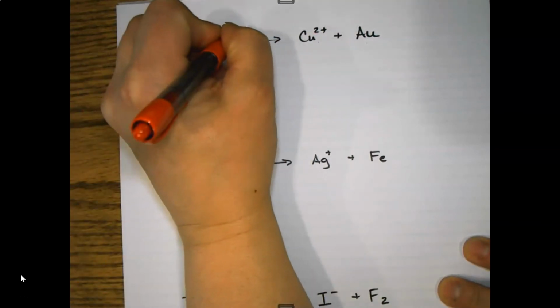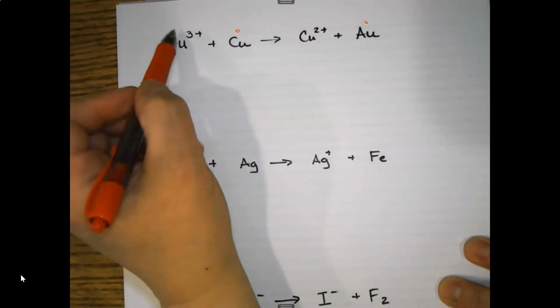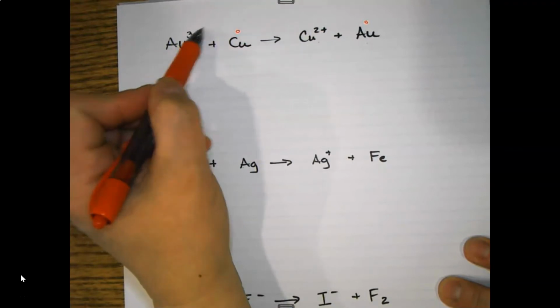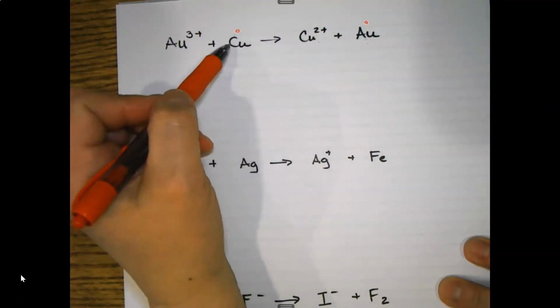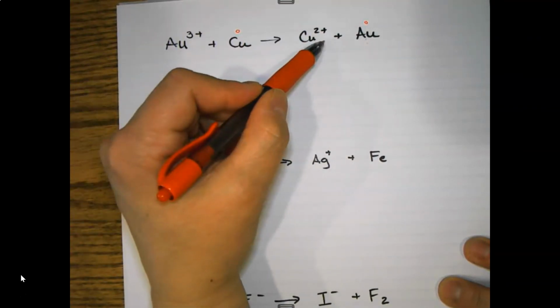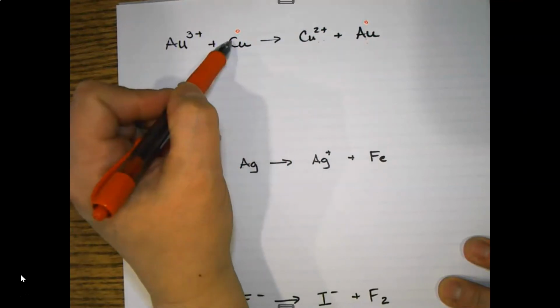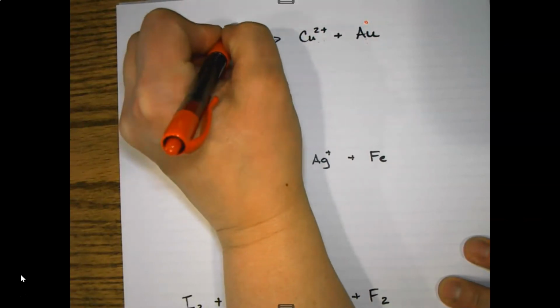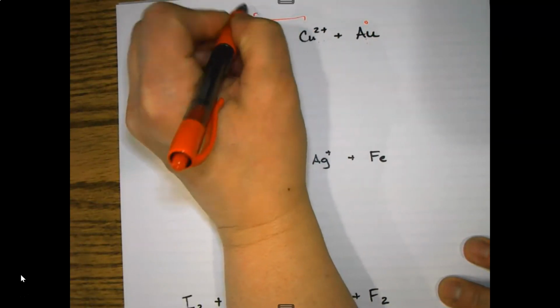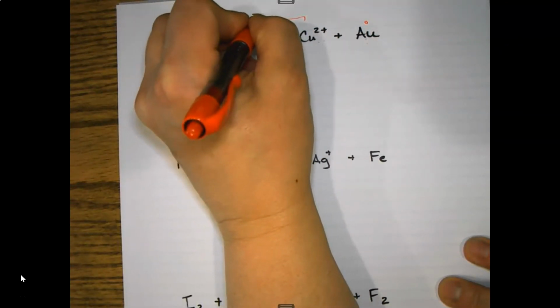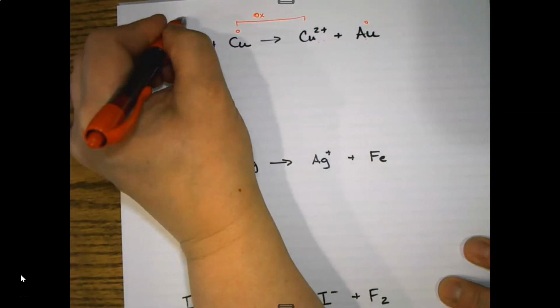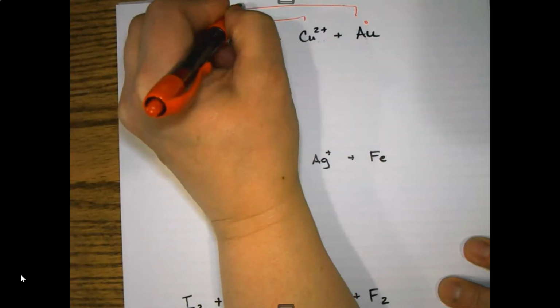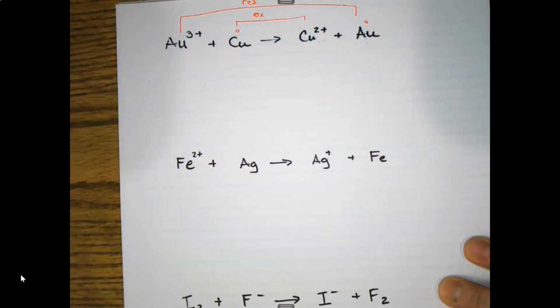So you know these guys have a zero charge, right? So Au is going from +3 to 0. Cu is going from 0 to +2. So copper's losing electrons. Gold is gaining electrons. So the copper is undergoing oxidation, and the gold is undergoing reduction.